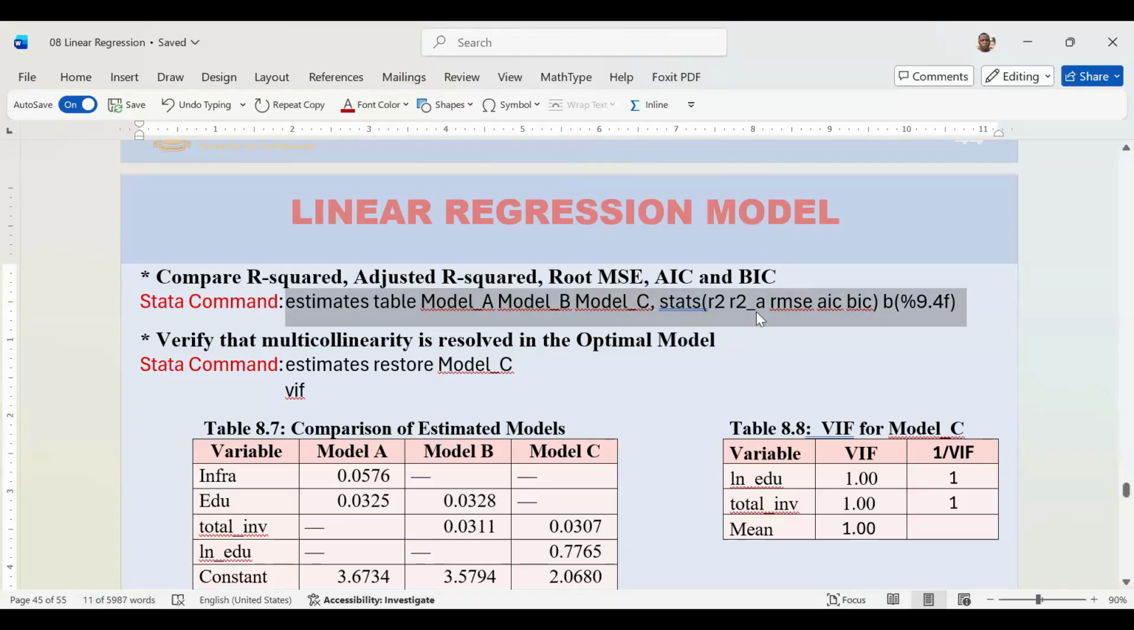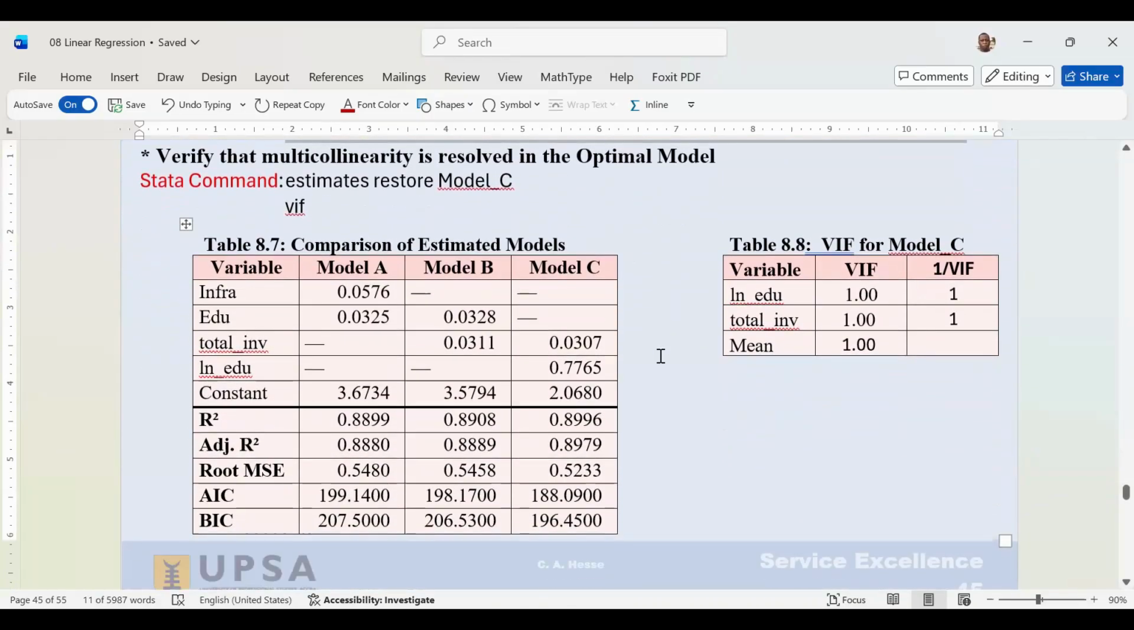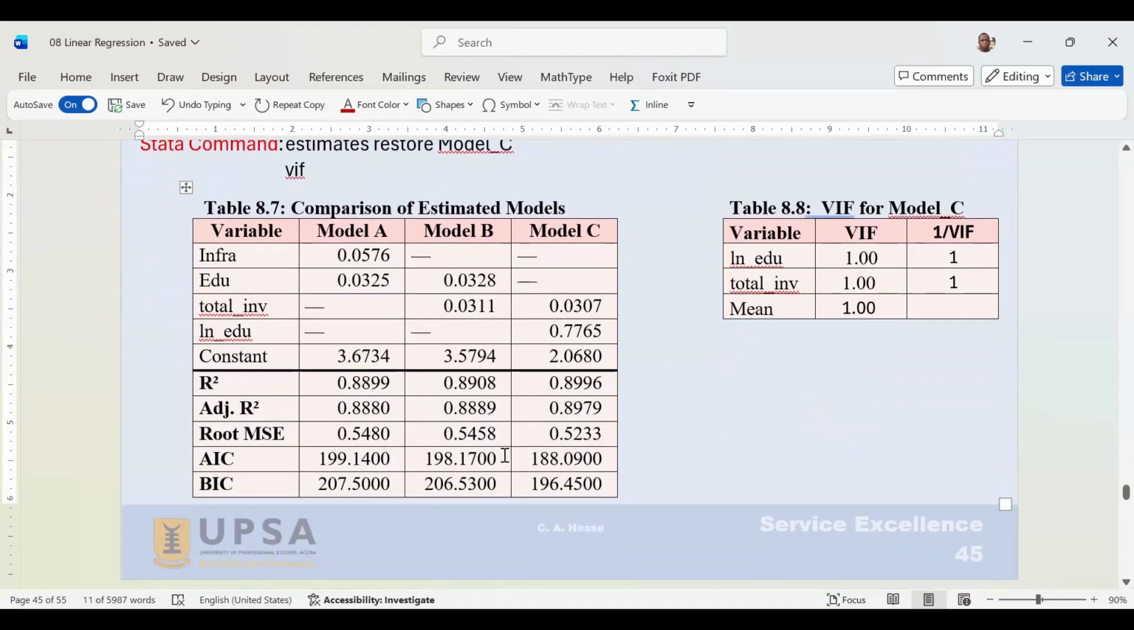So this command will give you the comparative table. It will give you the RMSE, the AIC, the BIC, all of them. One table to compare. So that's my comparative table for all the three models. Which one has the highest R squared?